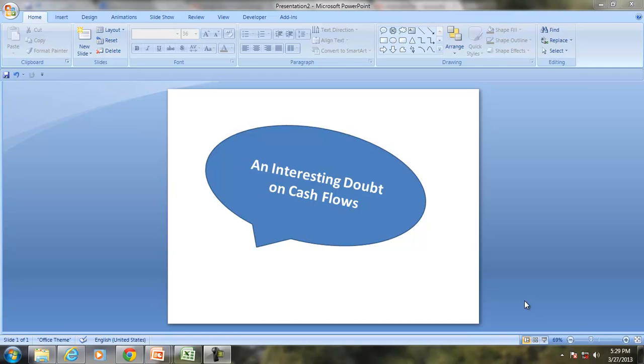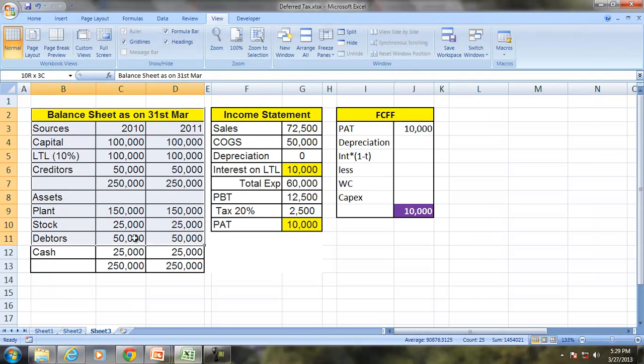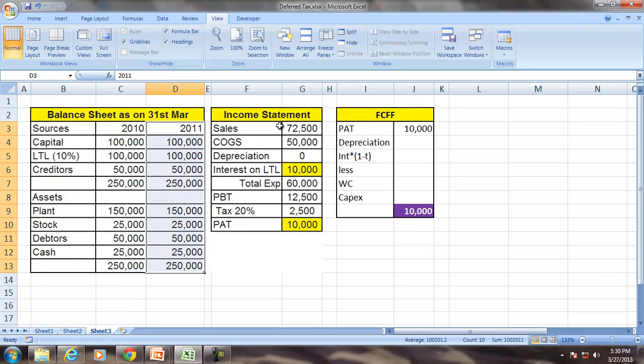In this session, I would like to share with you an interesting doubt on cash flows, which is a very common question which has often been raised by students once you discuss the free cash flows for the firm. The student gave me this question where the opening balance sheet, the closing balance sheet and income statements are given, and wanted to find the free cash flows, and then based on this free cash flow there was a question. So let us first find the free cash flows for the firm.